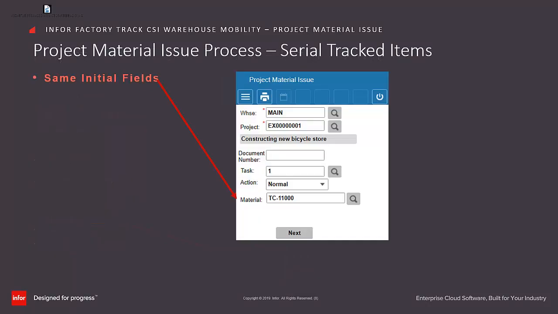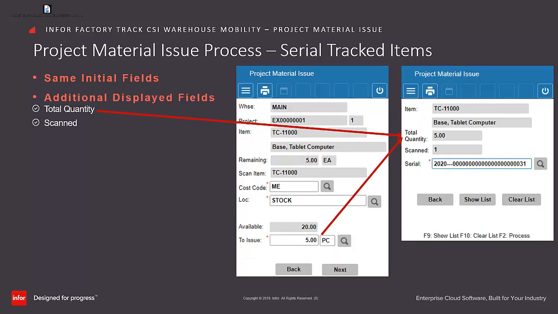To issue serial track material items to a project, a similar process with additional serial specific fields is used. After completing the initial entry form and providing the location and quantity to issue on the first two forms, the application displays a form to capture and process the specific serial information for the total quantity as defined by the quantity to issue entered on the previous screen.